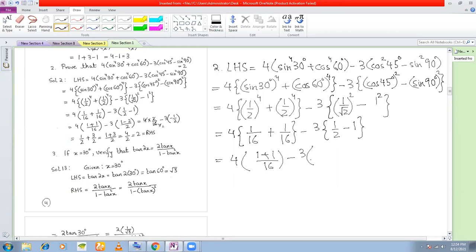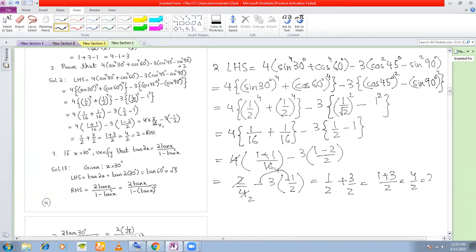Okay, now you take the LCM here. And you take the LCM here. So what happens? This 4 will cancel here. So you'll get 2 by 4 first fraction minus 3 times 1 minus 2 is minus 1 by 2. Now this will cancel here. So you get half. And this minus will combine with this minus to give you a plus sign 3 by 2. Again, you take the LCM, you get 1 plus 3 by 2, which is equal to 4 by 2, which is equal to 2. And that is what you have to prove is equal to RHS. Proved.